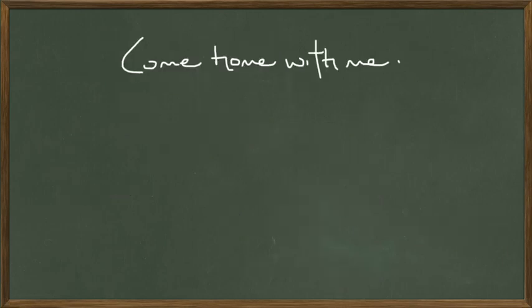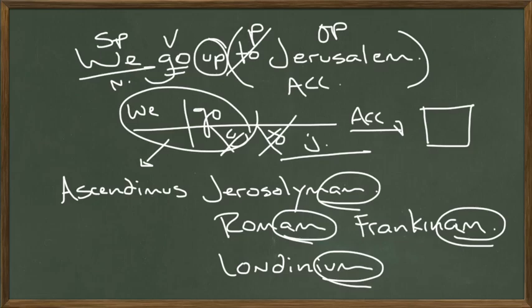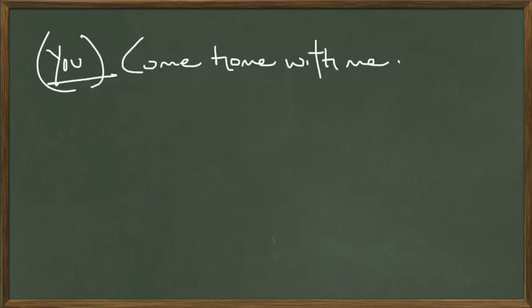Alright, let's look at another sentence. Come home with me. We've got another location here. Alright, subject of the sentence. Actually, the subject of the sentence is you. We don't have a stated subject, so you just understand that in this command I'm saying to you, you come home with me. You subject pronoun.